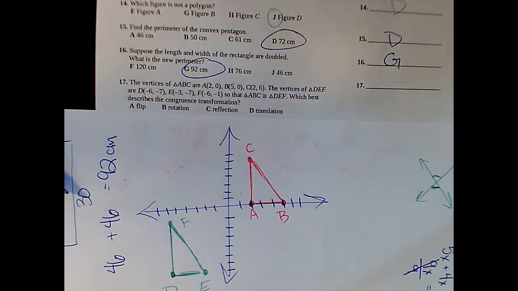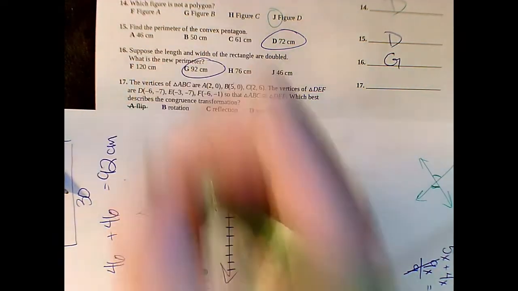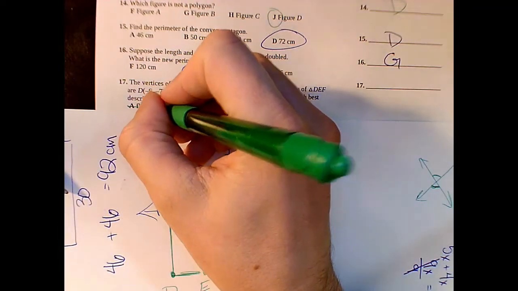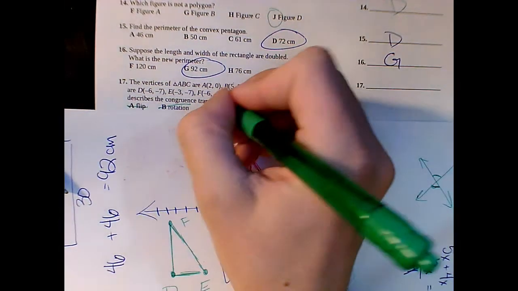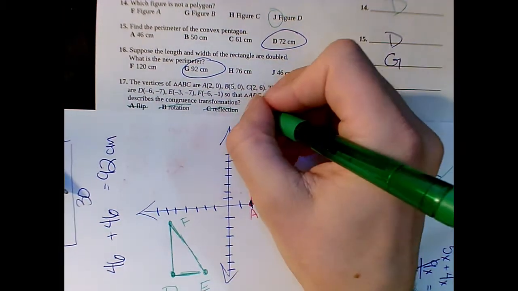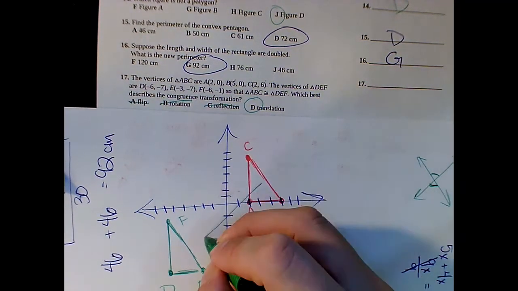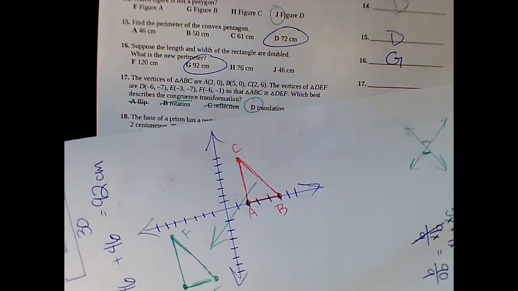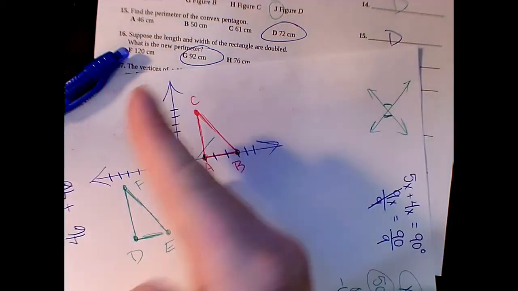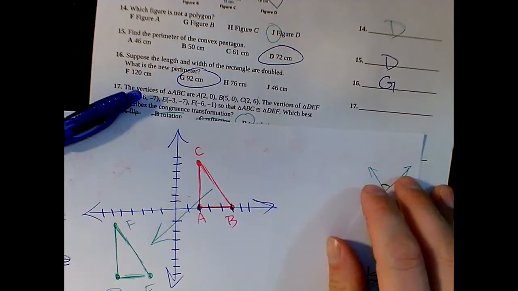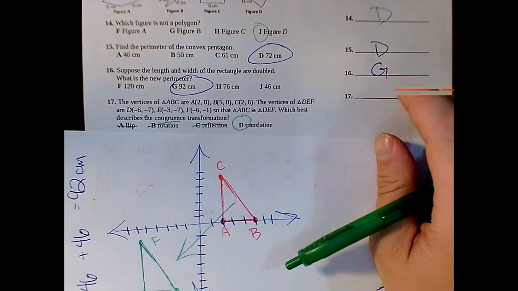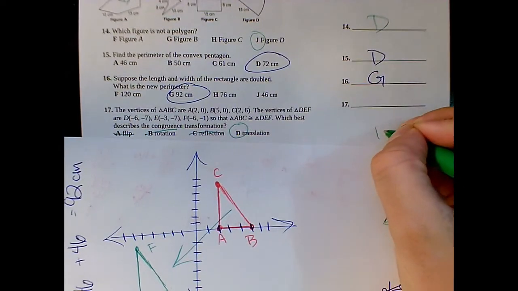So what are our options here? A flip? No. A rotation? No. A reflection? No. A translation? Yes. Translation is just when you move. And all I did was move that guy down there. I didn't rotate it. I didn't reflect it to create an opposite image. All I did was move it. And that's what I like to do. Move it. Move it. D.